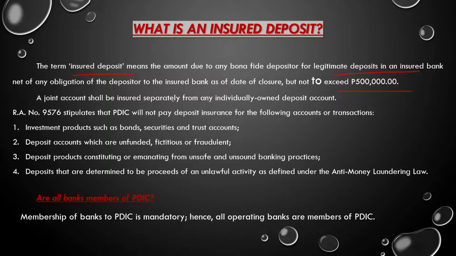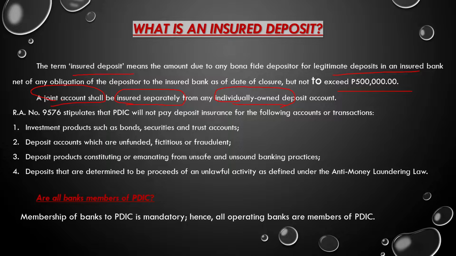Okay? So a joint account shall be insured separately. If an individual has another account such as a joint account, it shall be insured separately from any individually owned deposit account. So basically, if an individual has an individually owned deposit account and a joint account in the same bank, it shall be insured separately. Therefore, there will be 500,000 insurance for the individually owned deposit account and 500,000 insurance for the joint account, or a total of 1 million pesos.